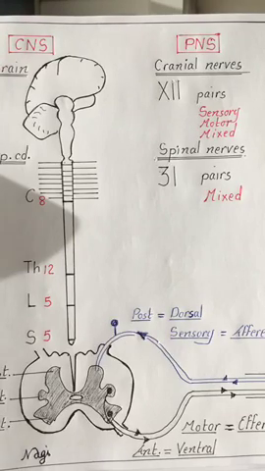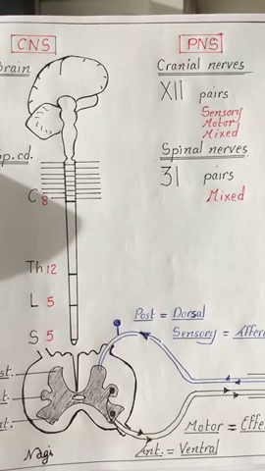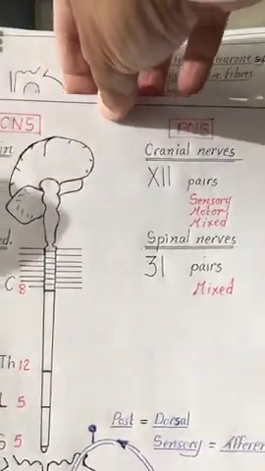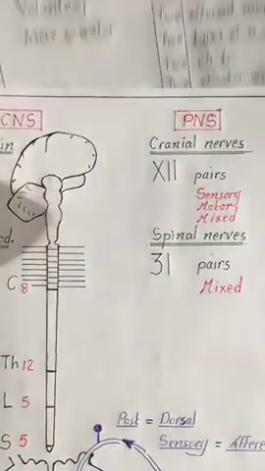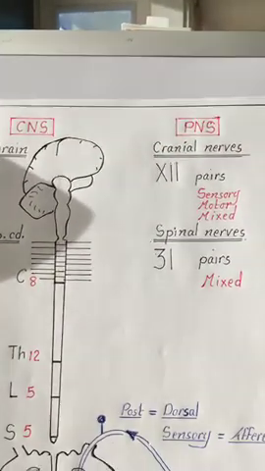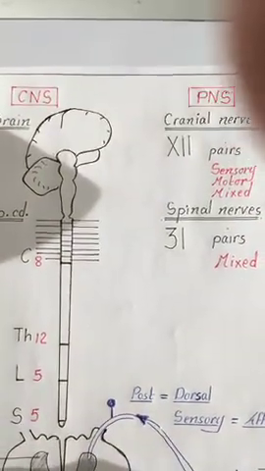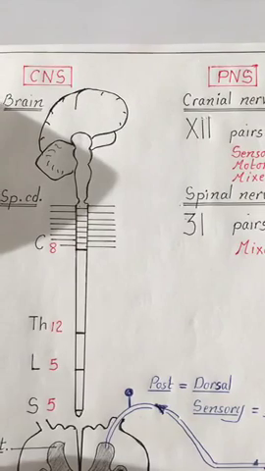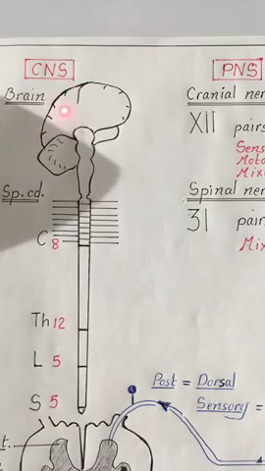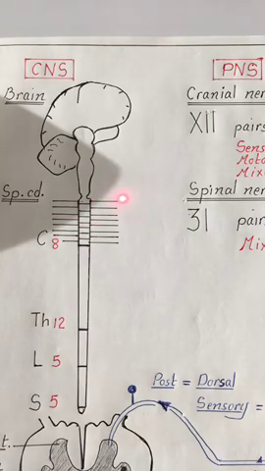We start with the anatomical division of the nervous system. Anatomically, the nervous system is divided into two parts: the central nervous system, the brain and the spinal cord. Second, the peripheral nervous system, that's the cranial nerves and the spinal nerves.